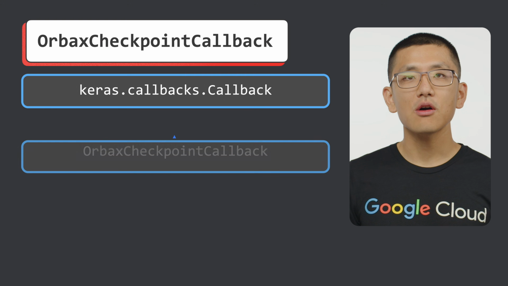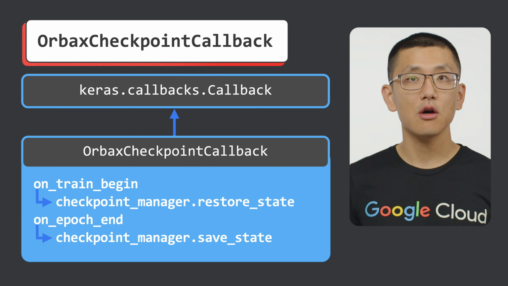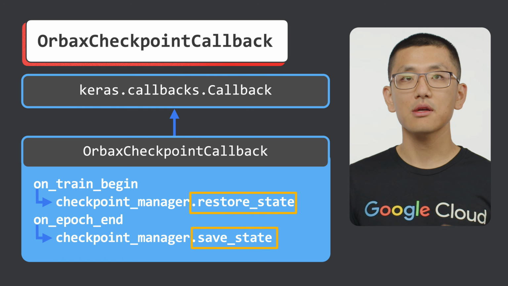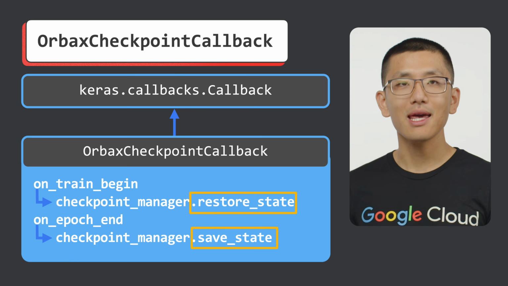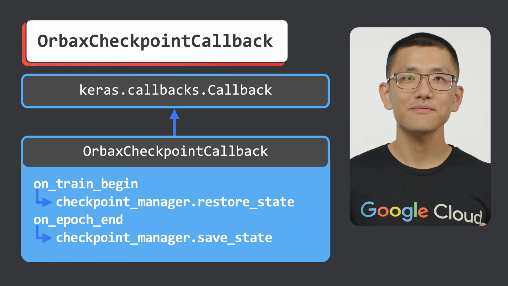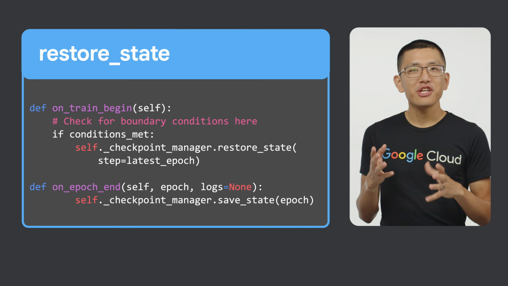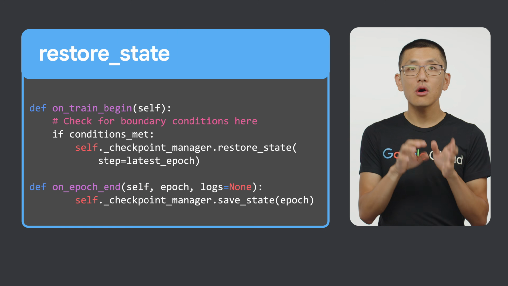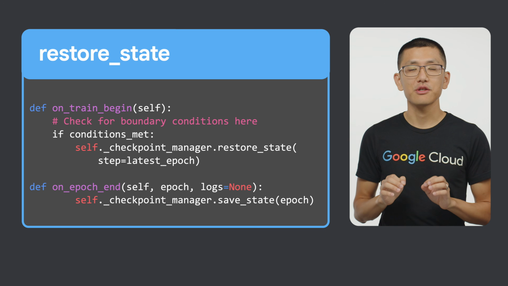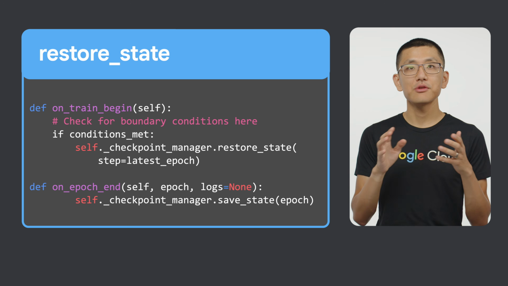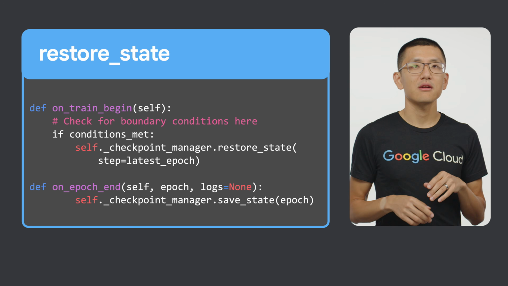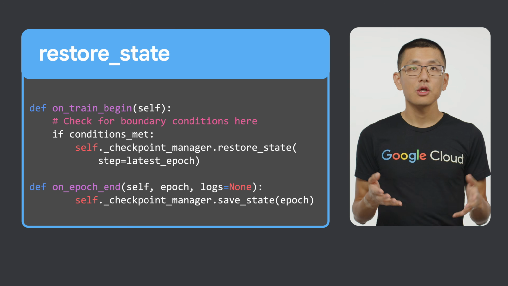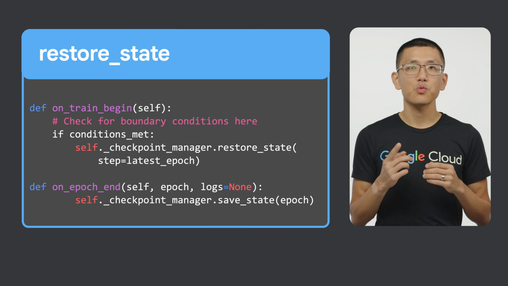The OrbaxCheckpointCallback extends the standard Keras callback using the save and restore functions of our custom checkpoint manager to automatically handle saving and restoring model states during the training process at the beginning and the end of each training epoch. There's a fair amount of boundary condition checking, but the primary functionality here is to call our checkpoint manager's restore state function during onTrainBegin, and then use save state during onEpochEnd. This means that if there's a device failure, power outage, or a VM gets preempted, you'll never lose more than one epoch's worth of work.